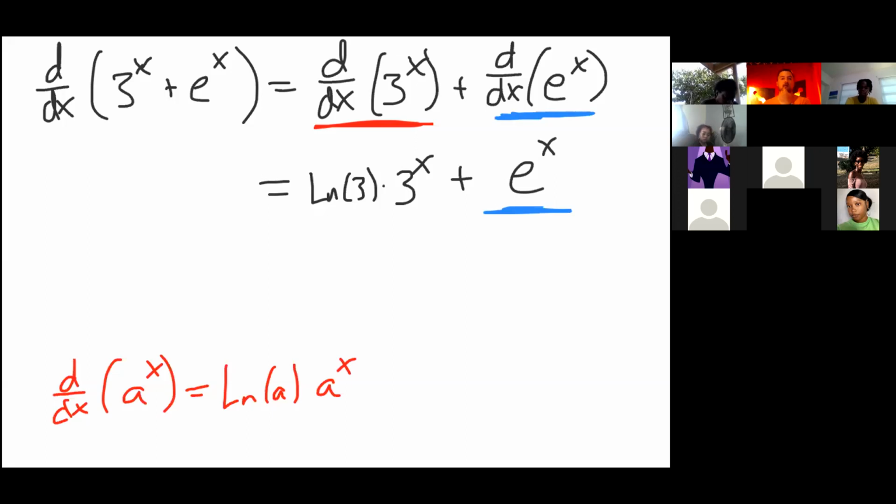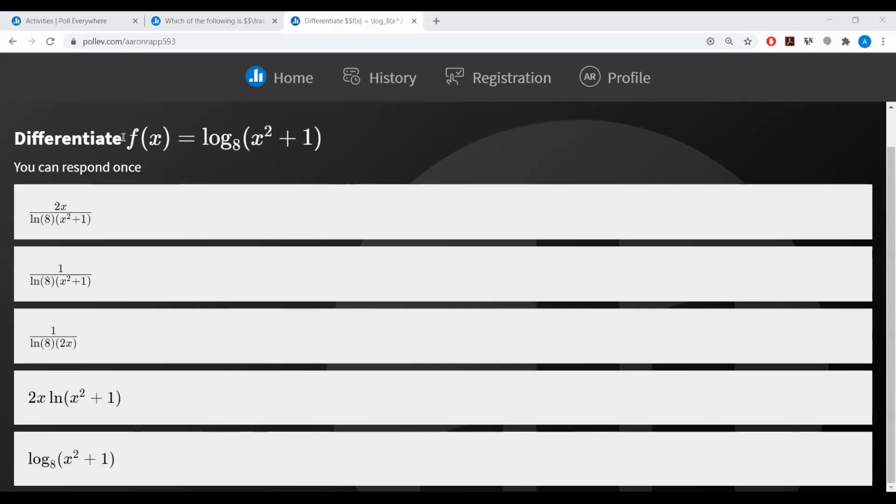All right. So next question is now up. This time, again, I'm giving you a multiple choice, giving you options to choose from. So I'm going to share the Zoom screen so we get it for the recording right now. So that whiteboard's going to go away. But you can go ahead and go to Poll Everywhere. I want you to differentiate the function f of x, which is log base 8 of x squared plus 1. Differentiate log base 8 of x squared plus 1.